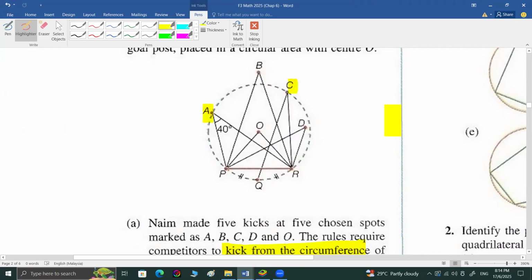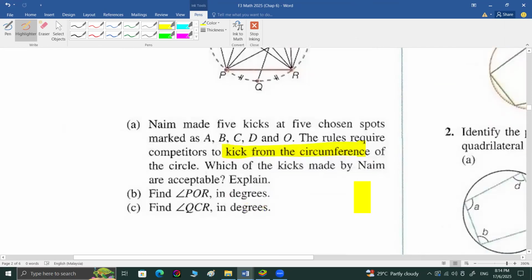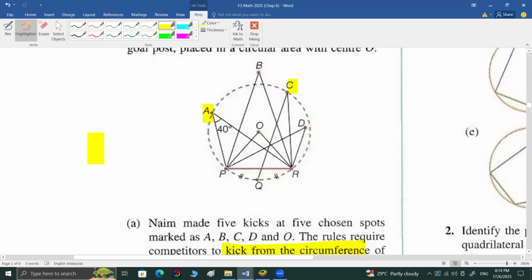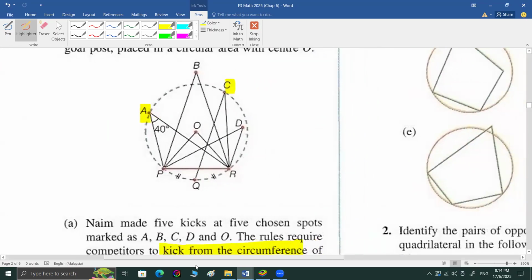Why? Because I said at the circumference, right? Okay, you have to explain. So you explain A and C are acceptable because they are from the circumference, is it? Okay, wait, I'll show you later. Why is B not acceptable? Yeah, it's outside the circle. Yes, it's outside the circle. D then O? Yeah, inside the circle. Inside the circle or outside the circle is not acceptable because the question already mentioned from the circumference. Okay, so you know how to explain?